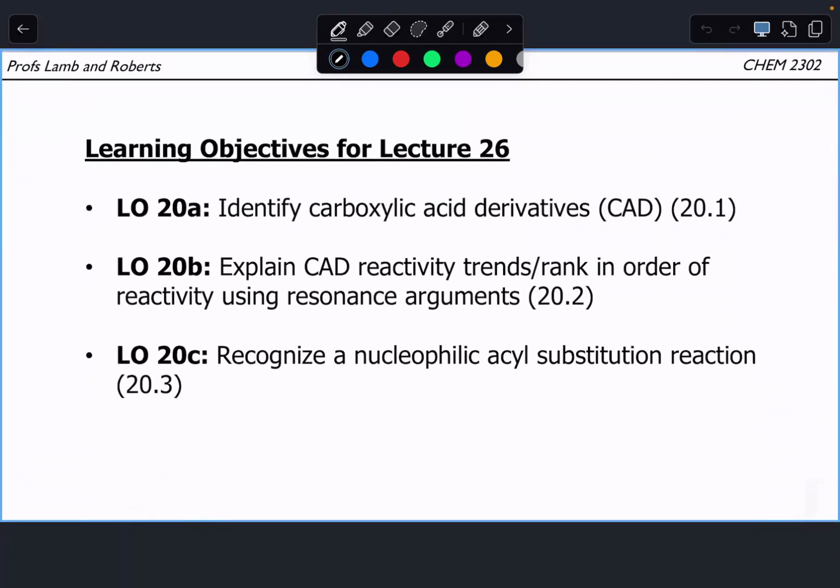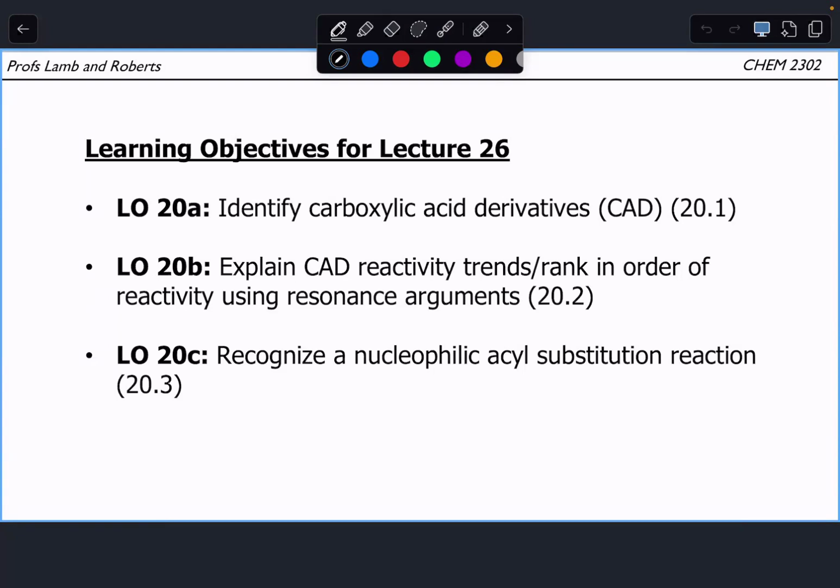So our learning objectives: identify carboxylic acid derivatives. There are quite a few of them, and they all react in very similar ways, but not exactly the same. This is one of those chapters where we are starting to pull together all of the little bits of information that we've been learning over the course of the semester, and we now need to apply that to these carboxylic acid derivatives.